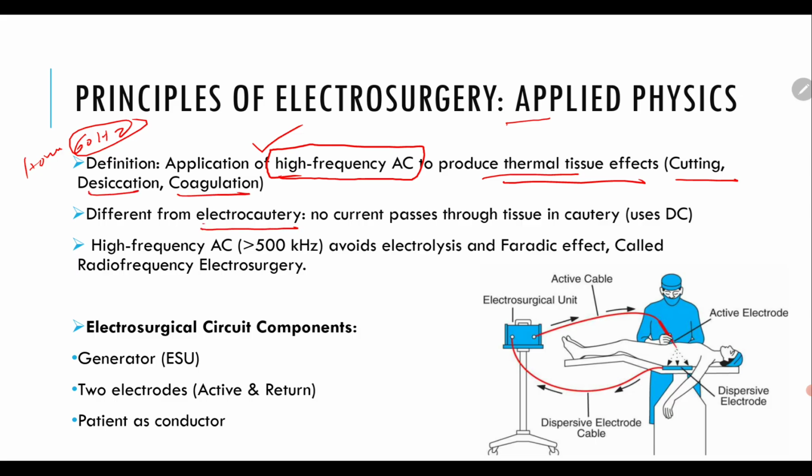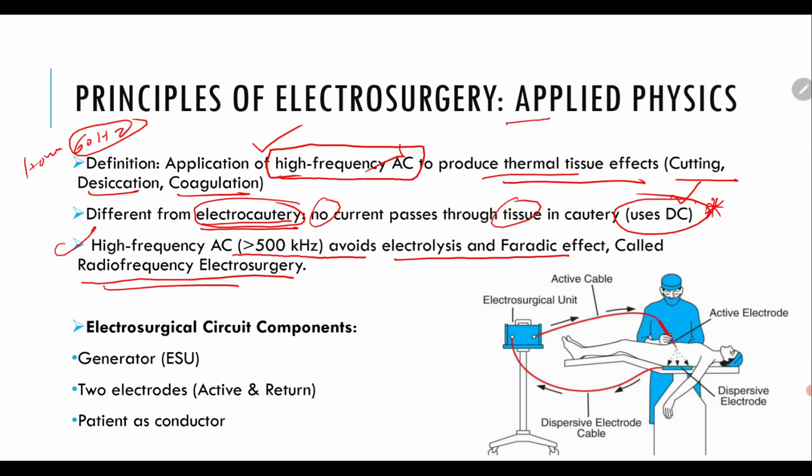And what is the difference from electrocautery? It is a battery system. It uses only direct current, not alternating current. So electrocautery and electrosurgery are different. Electrosurgery uses high frequency alternating current, and electrocautery uses direct current, where the current is not passed through the tissue; it heats the electrode and then the heat is passed. Basically, high frequency alternating current of more than 500 kilohertz avoids electrolysis and the faradic effect, and is called radio frequency electrosurgery.